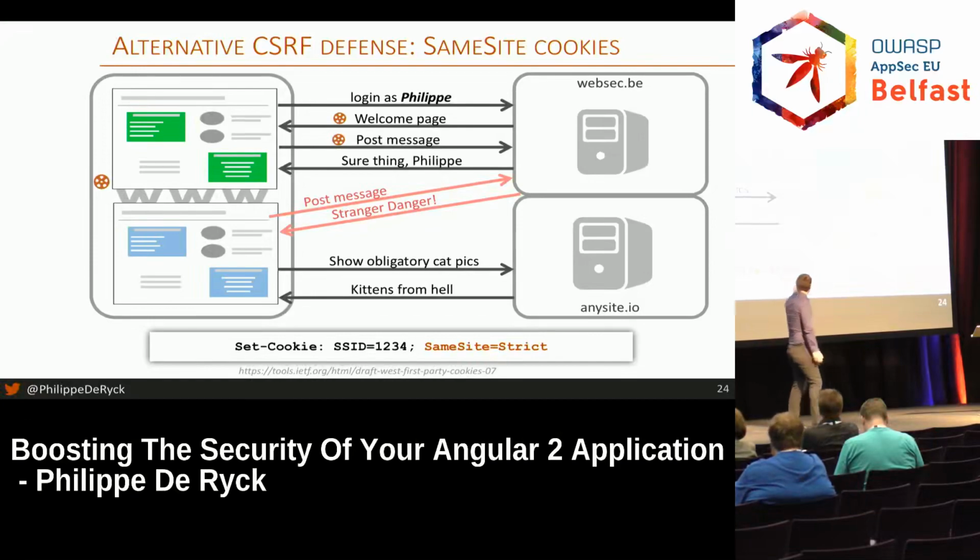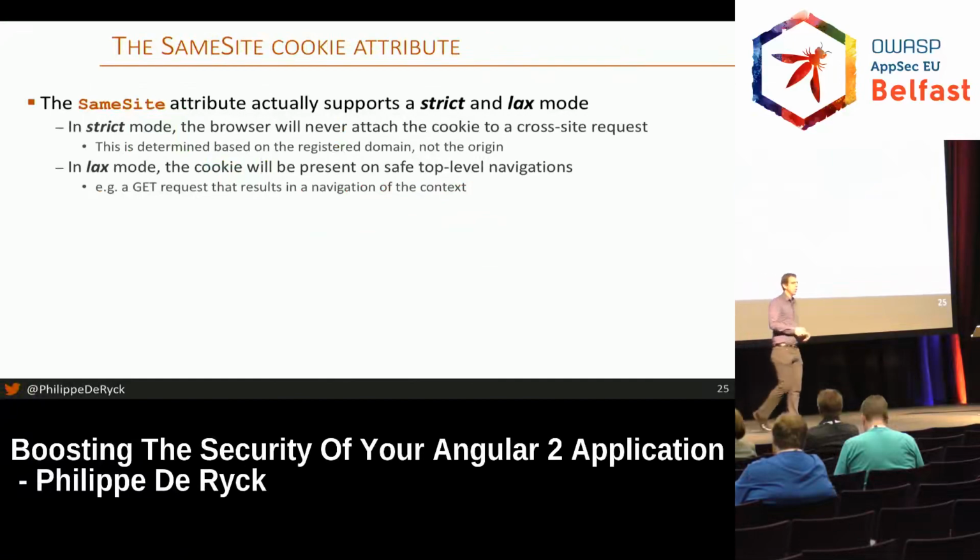You see that there's a strict mode enabled here, the value of the attribute. There are essentially two modes, strict and lax. Strict means it will never be there on cross-origin requests, cross-domain requests, sorry. Lax means it will only be there on safe top-level navigation. So if it's a GET request that triggers a navigation, like if you go from Google search results to the web page, then the cookies will be there in lax mode, otherwise they will be absent.